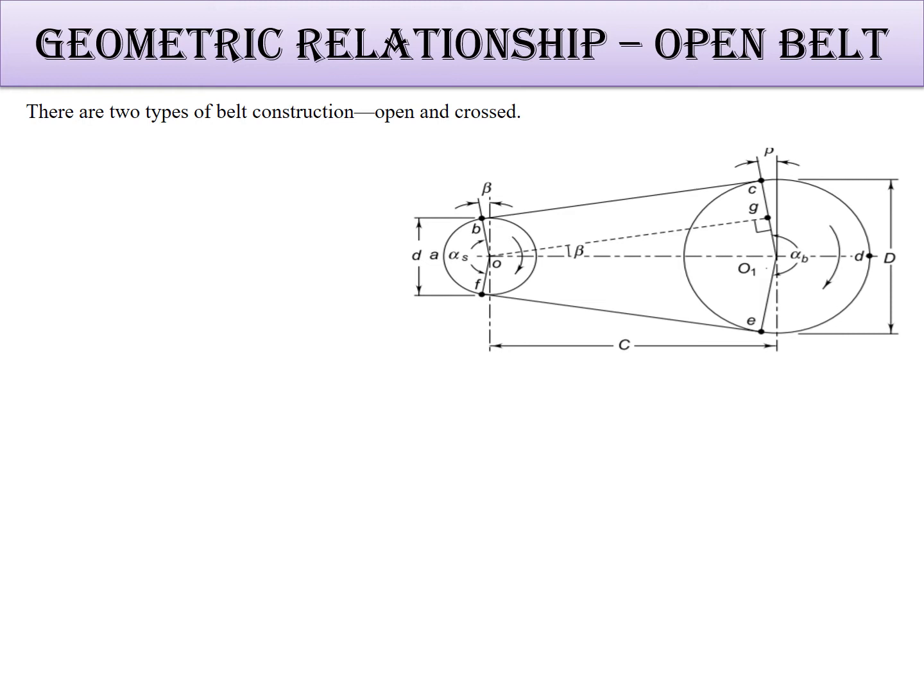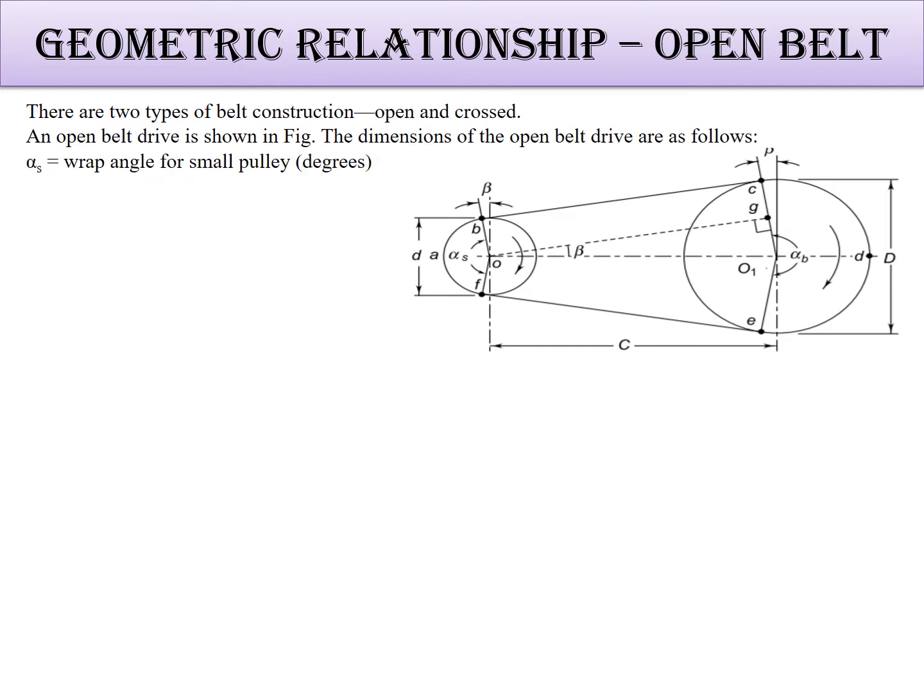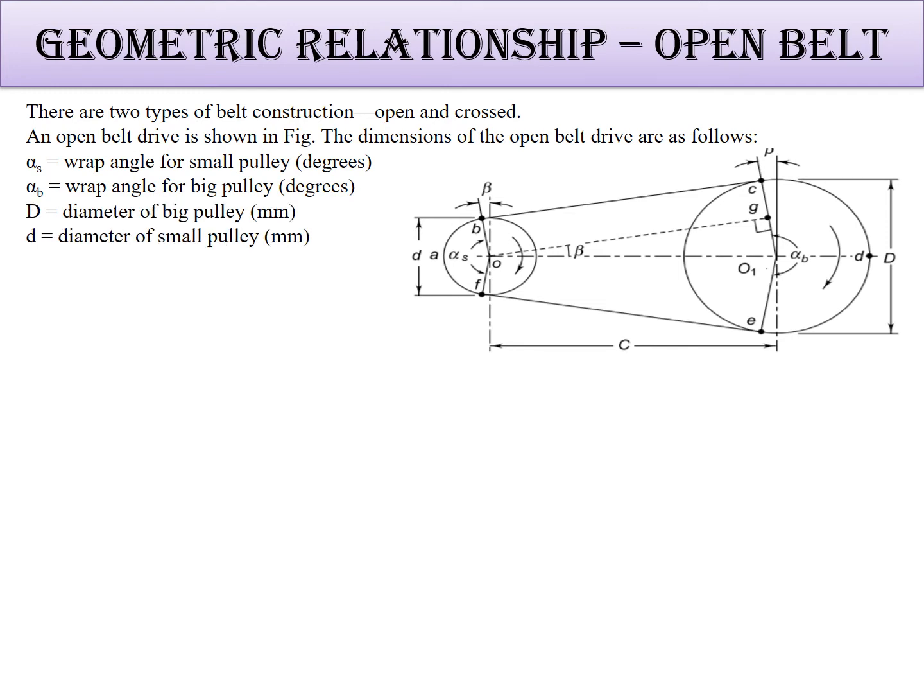So these are the dimensions shown here: C is the center distance, capital D is the diameter of the bigger pulley, and the smaller pulley has small d. Now let's see that alpha s is the wrap angle for the small pulley, alpha b is the wrap angle for the big pulley, and capital D is the diameter of the big pulley, as I told.